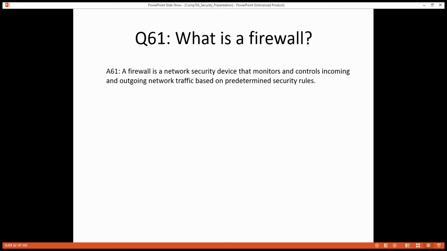Q61. What is a firewall? A61. A firewall is a network security device that monitors and controls incoming and outgoing network traffic based on predetermined security rules.